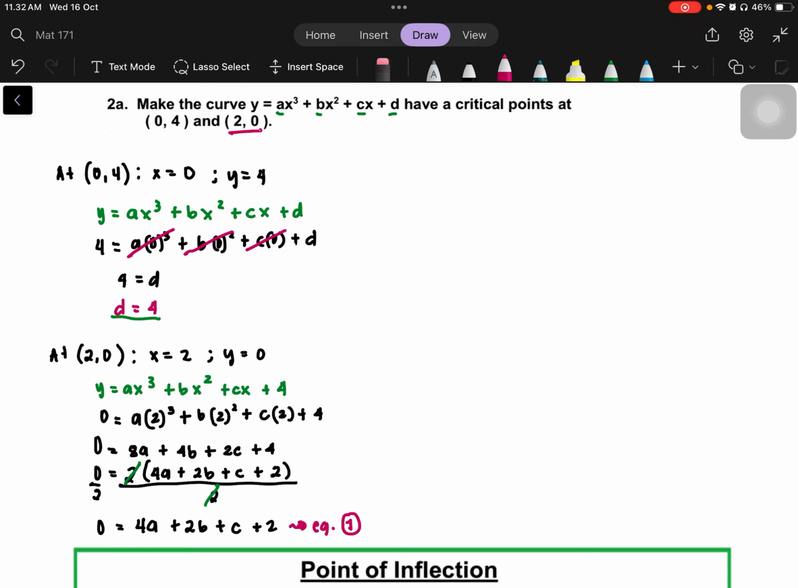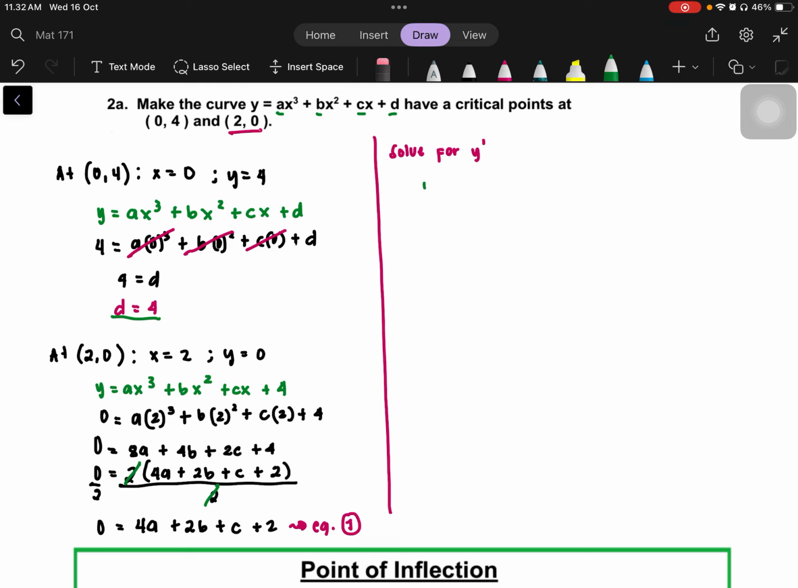Okay. Now, next naman natin, nagamit na po natin lahat. So, what we are going to do is to use derivatives na. Okay? So, using derivatives naman, let us solve for the first derivative or y prime.